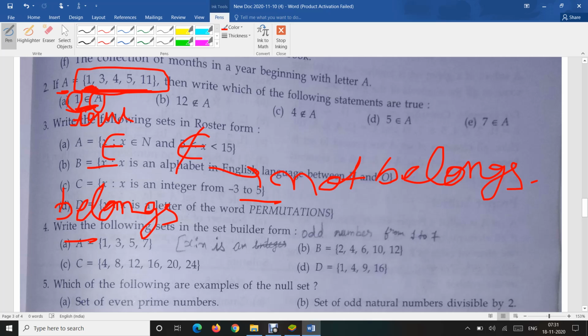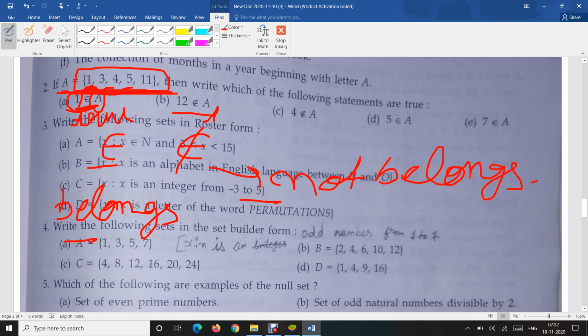Belongs to means the element should be present in the set. And not belongs to means the element should not be present in the set. See here, 12 is not belongs to A. So you have to see, is 12 present in the set A? Set A is this. So is 12 present here? No, we cannot see 12 in any of these elements.